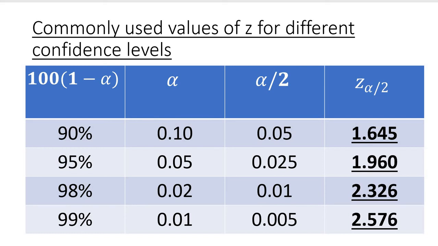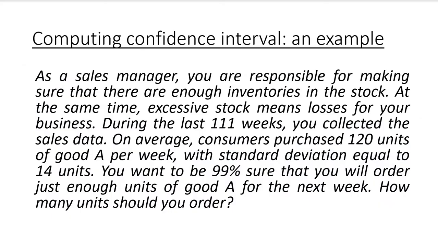So perhaps it's not that clear, that's why let's try to discuss everything based on some example. So as a sales manager, you're responsible for making sure that there are enough inventories in the stock. At the same time, excessive stock means losses for your business. So it's a kind of a waste of money for you. So you want to estimate the approximate number of units of some good you have to order in order not to be in short and not to keep excessive inventories as well.